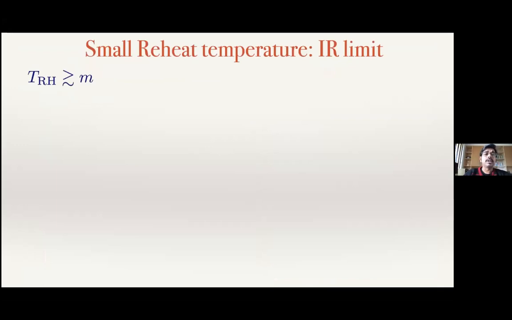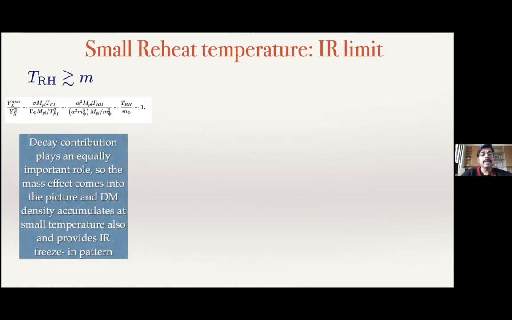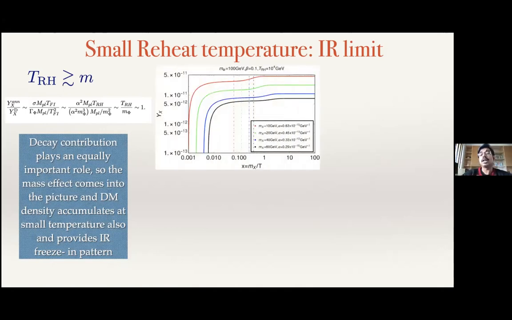Then there is another region, where the reheat temperature, the temperature from which the dark matter production starts building, is not that large. T reheat is roughly of the order of the mass of the heaviest particle involved in this process, which is M pi. Then the annihilation and decay contributions are roughly the same. The mass effects become important, and therefore the production of the dark matter continues essentially to the scale of the dark matter mass itself.